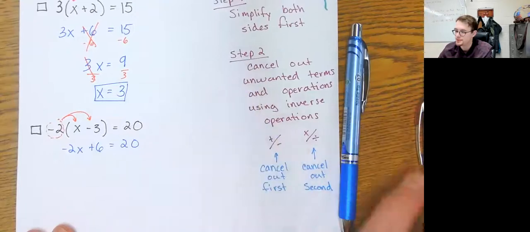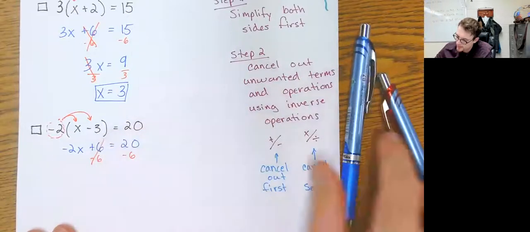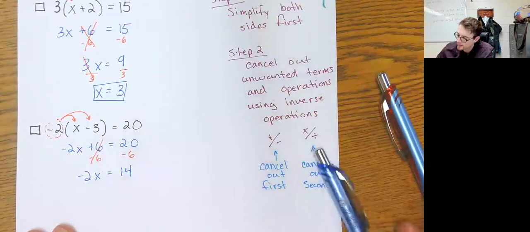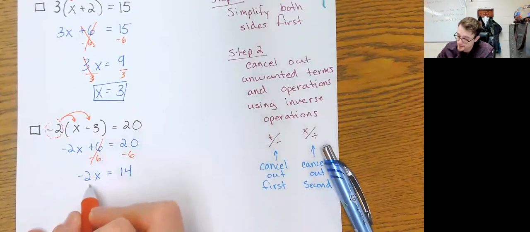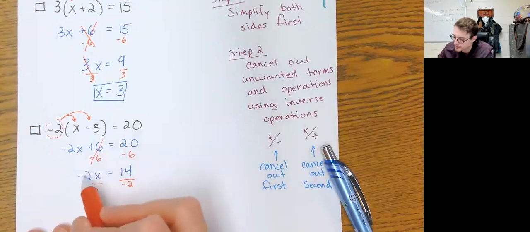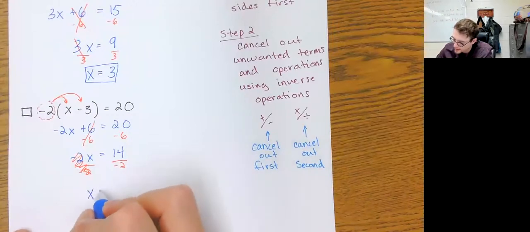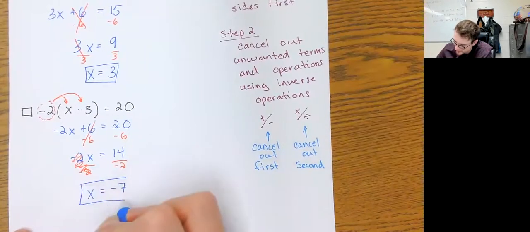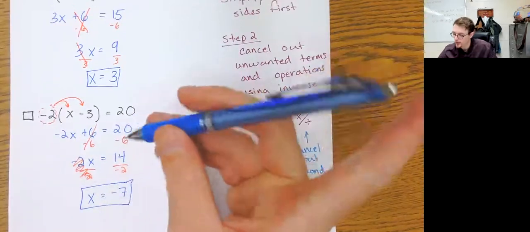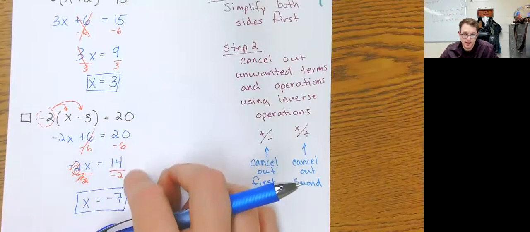Step 1 done, now I'm on step 2, so I'm going to cancel out. So subtract 6, subtract 6. I get negative 2x equals 14. Cancel out multiplication with division. So divide by negative 2, divide by negative 2. That all goes away. And then I am left with x equals negative 7. All right, foolproof method. Step 1, simplify. And then step 2 is cancel things out one by one.